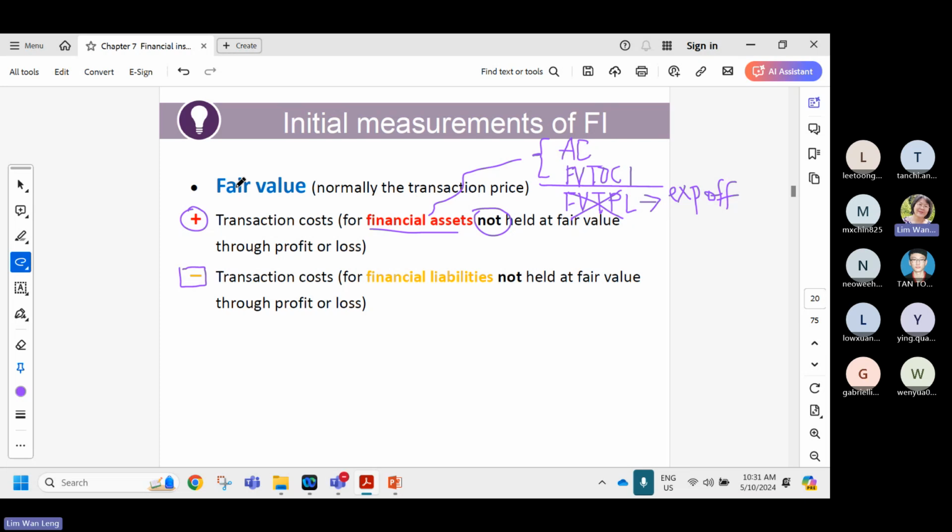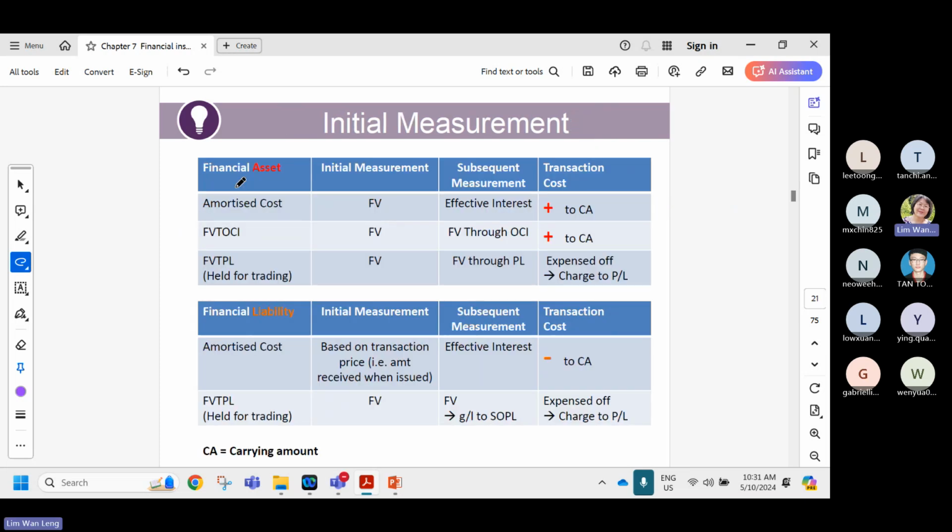Okay, so to simplify, you can see this initial measurement. Suppose should be initial recognition rather than initial measurement. So I suppose this should be initial recognition. Subsequent measurement.